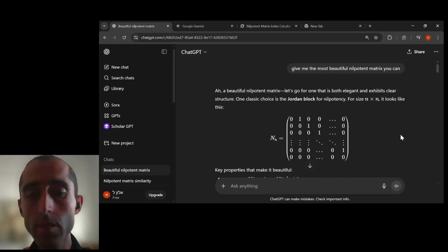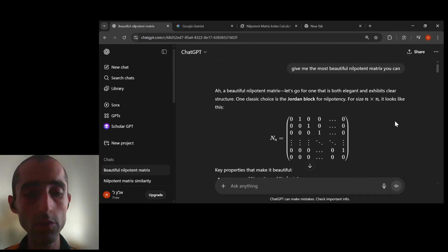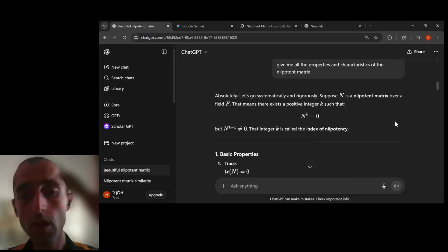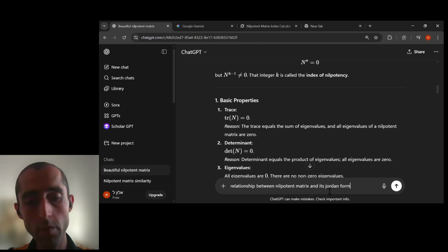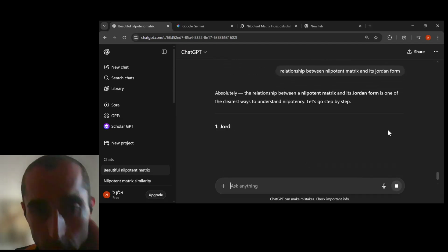Okay, so this is it. This sums up all the ideas of nilpotency, of nilpotent matrices, that I wanted to talk about. I maybe didn't talk enough about the relationship between a nilpotent matrix and its Jordan form.